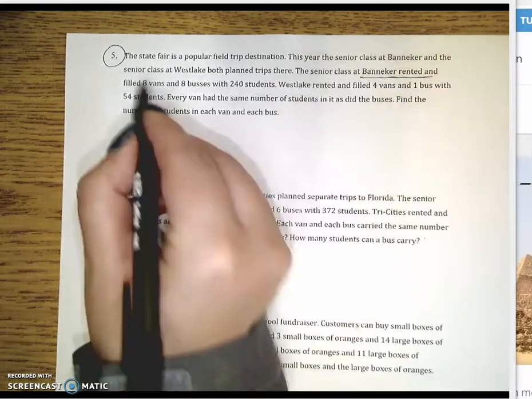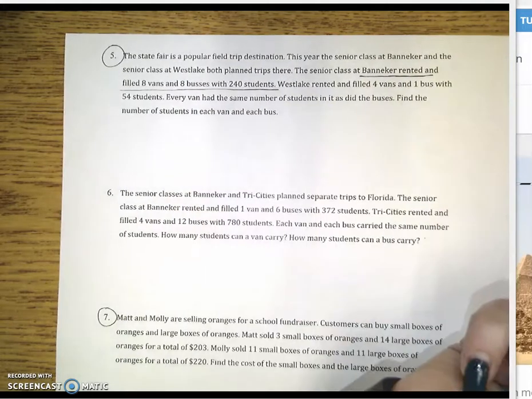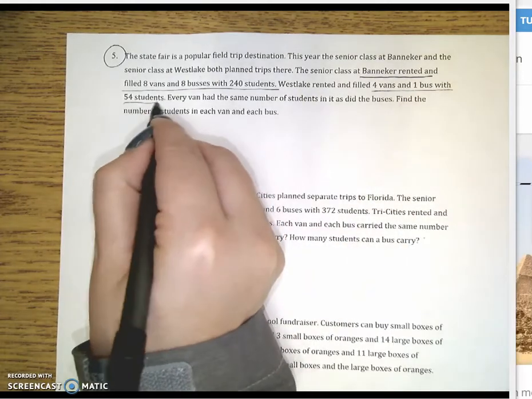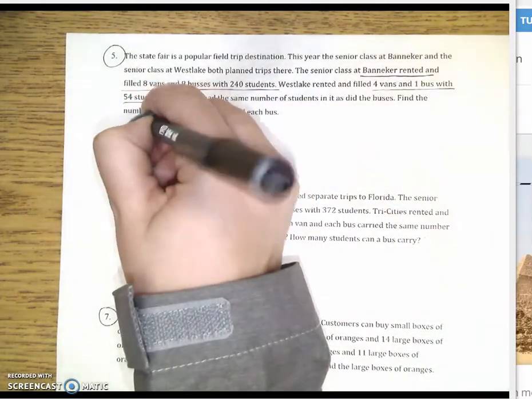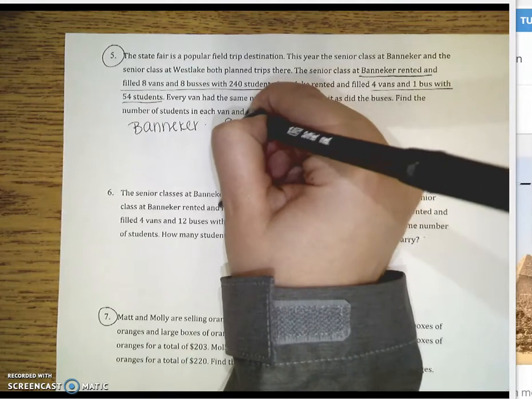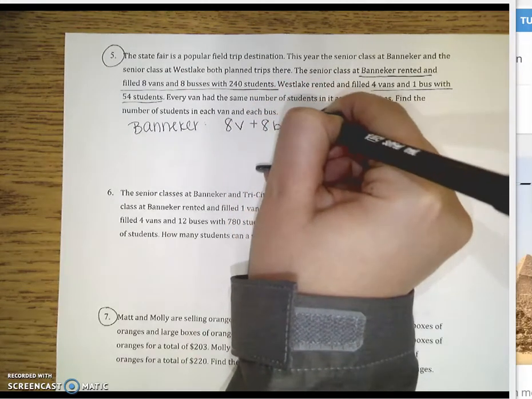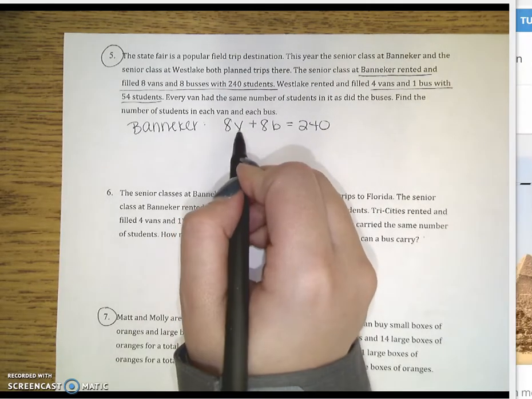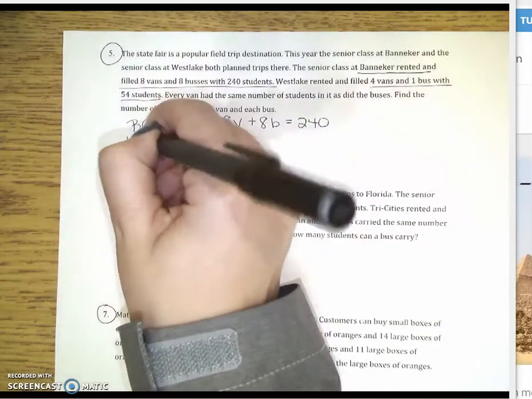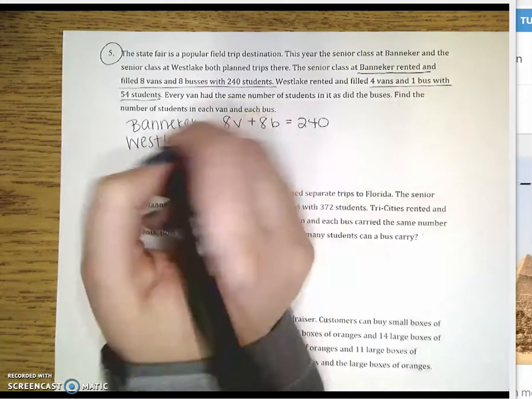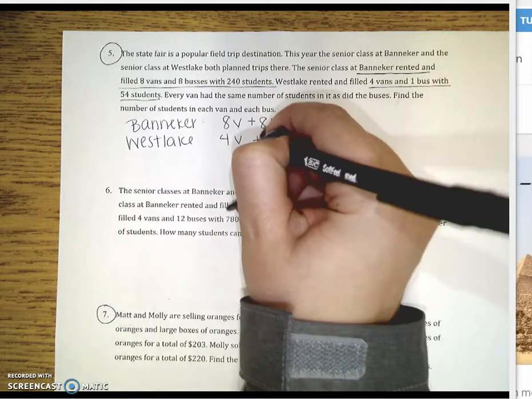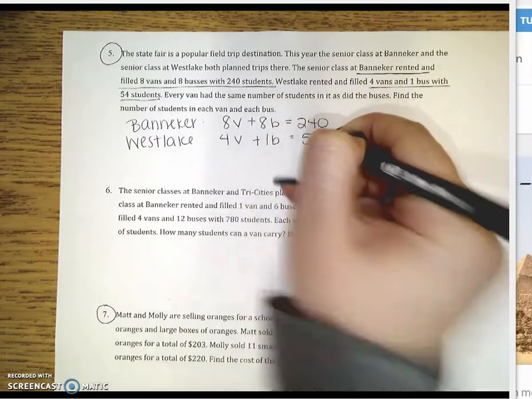So Banneker rented and filled 8 vans and 8 buses with 240 students. Westlake rented and filled 4 vans and 1 bus with 54 students. So for Banneker, the equation would be 8v plus 8b equals 240. So 8 full vans plus 8 full buses gave us 240 students. For Westlake, I have 4 vans and 1 bus that gave me 54 students.